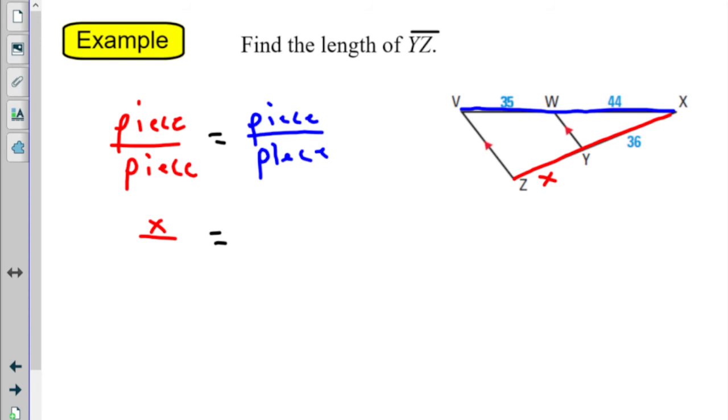My other red piece is a 36. Since I put x on top, what do I put on top on the other side? It's going to be the 35. Going to go on top. Keep consistent. And then that means on the bottom it's going to go 44, since I put the 36 on the bottom.